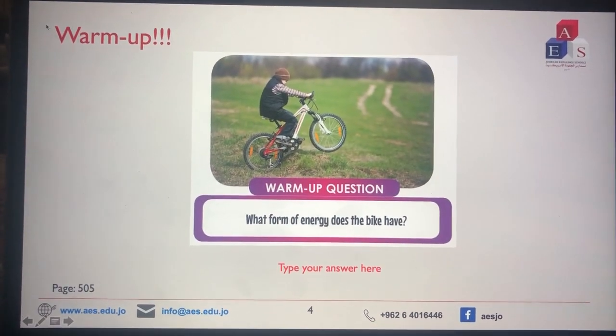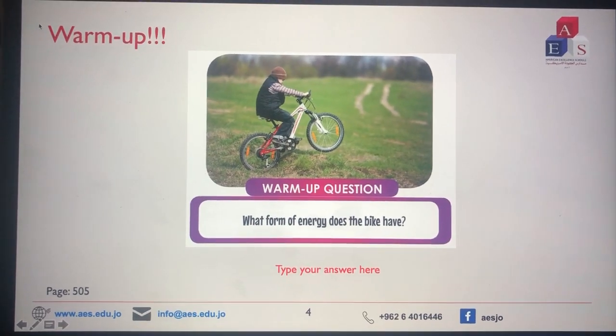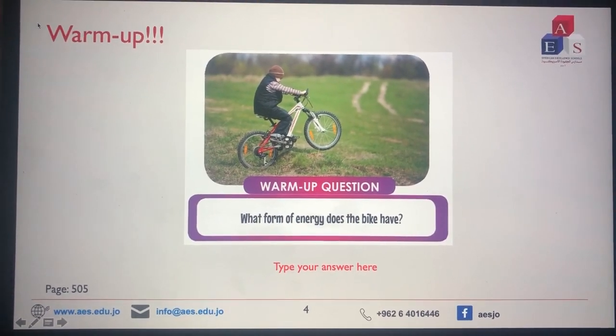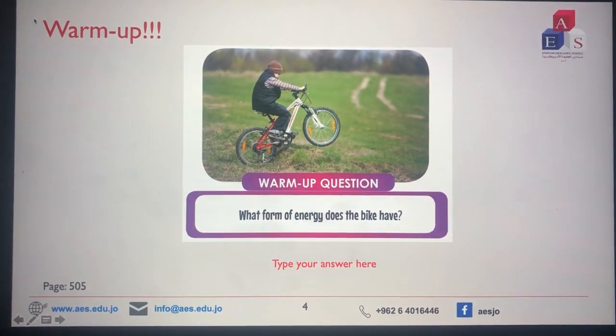So, this picture is found in your book on page 505. What form of energy do you think this bike has? Please type your answer, and don't forget that this bike is moving.